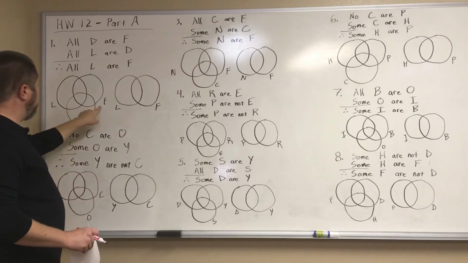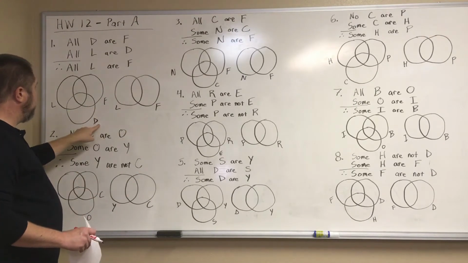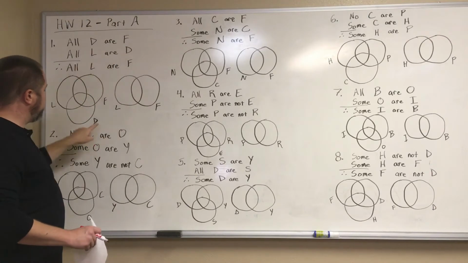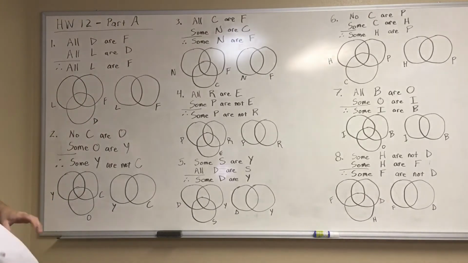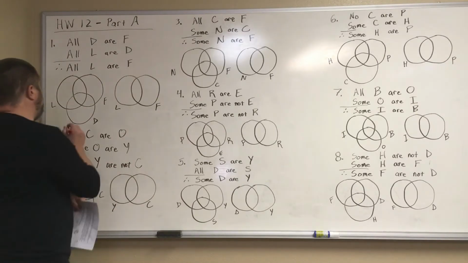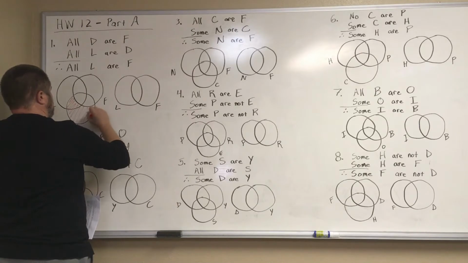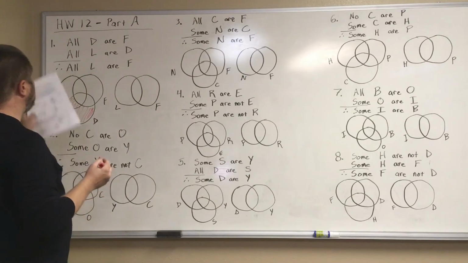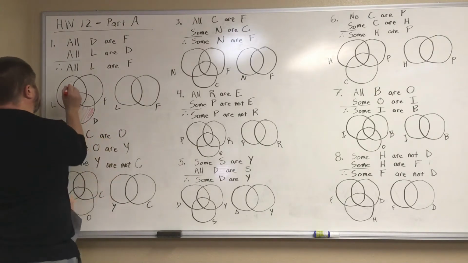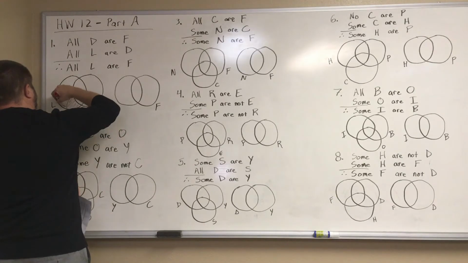And then transfer that over to the three-circle Venn diagram and put your middle term, which is D in this one, down there in the middle. All right, let's get started. So all D are F. We're going to eliminate the space that's not part of F. All L are D. Likewise, we're going to eliminate this space here.